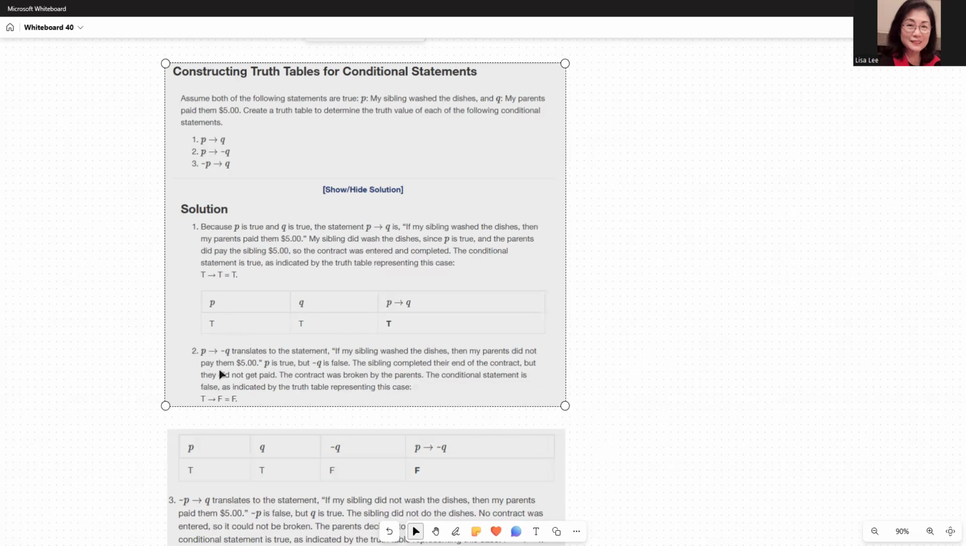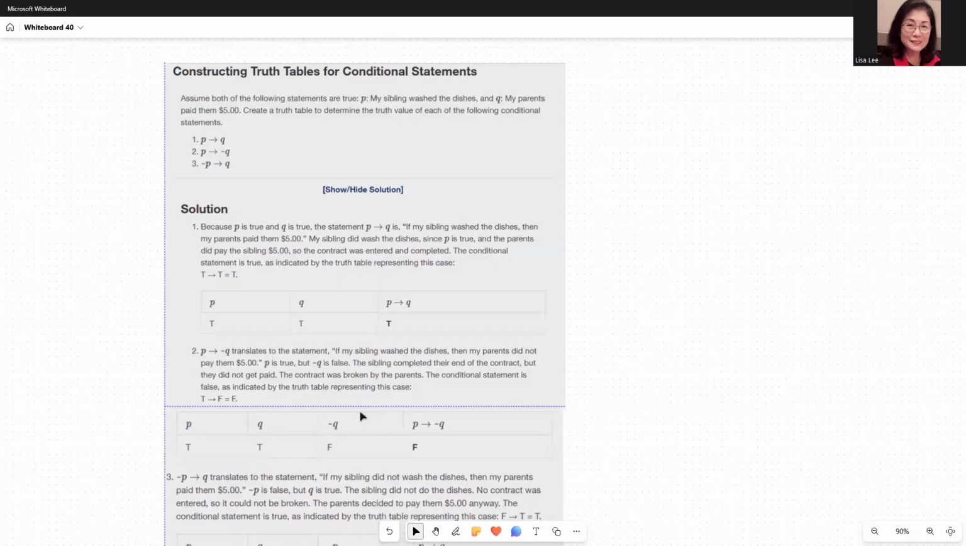The second exercise is P implies not Q. P is true, so not Q will be the false statement. So how do you present that? See the table below. Under P is true. Under Q is true. But not Q means that the statement is false. So P implies not Q, of course, will be false.